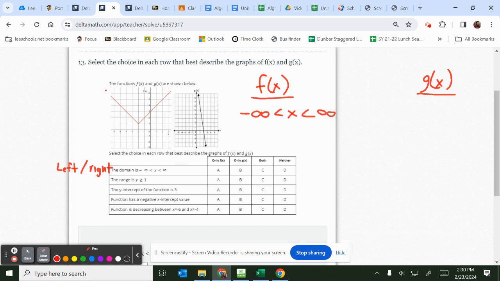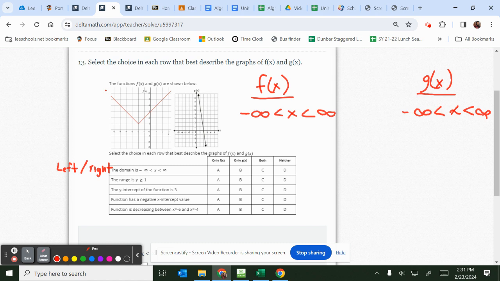What about g of x? Well, we see arrows. If that arrow extends on and on forever, g of x is also going from negative infinity to positive infinity. And remember, domain talks about x. So that would be the domain for f of x and g of x.